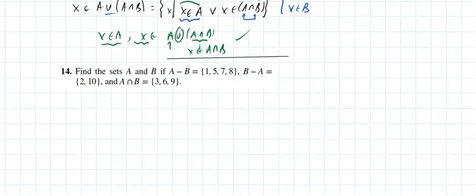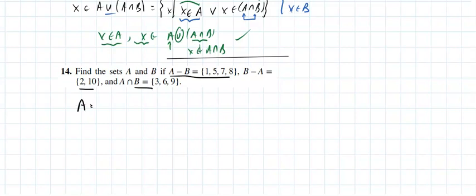Find the sets. A minus B is this set. B minus A is this set. A intersect B is this set. Well, let's see. Oh boy. Let's set A and B. Okay. Find the sets.